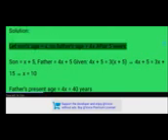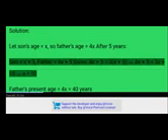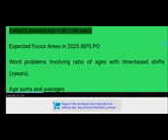Solution. Let son's age equal x, so father's age equals 4x. After 5 years, son equals x plus 5, father equals 4x plus 5. Given 4x plus 5 equals 3(x plus 5), so 4x plus 5 equals 3x plus 15, so x equals 10. Father's present age equals 4x equals 40 years.